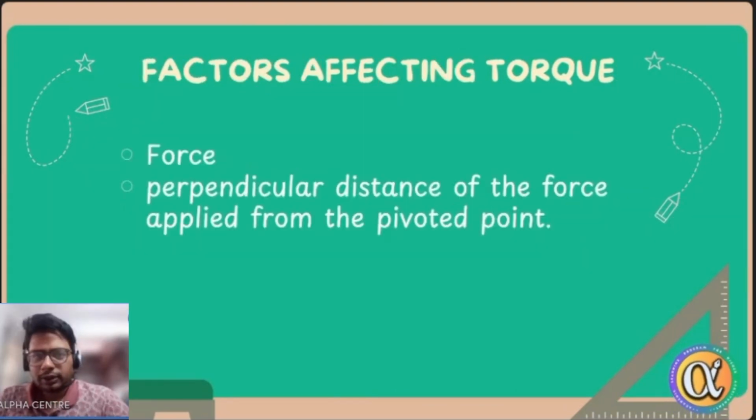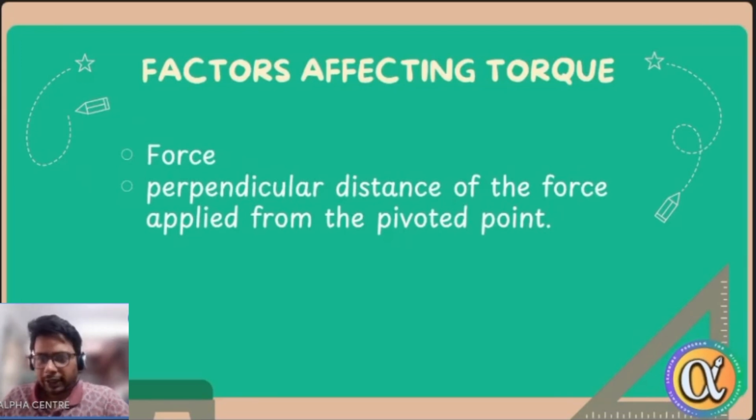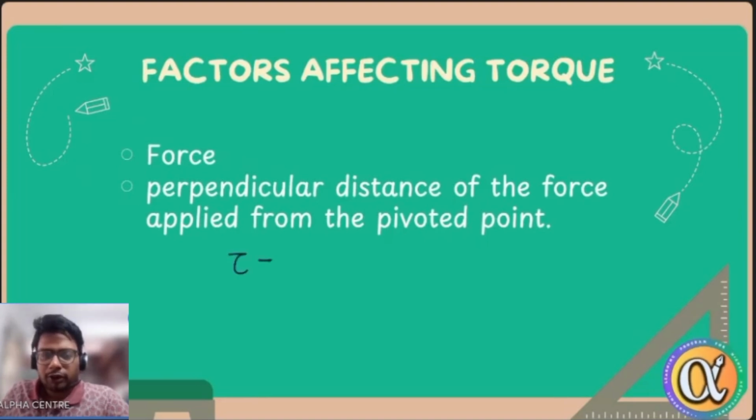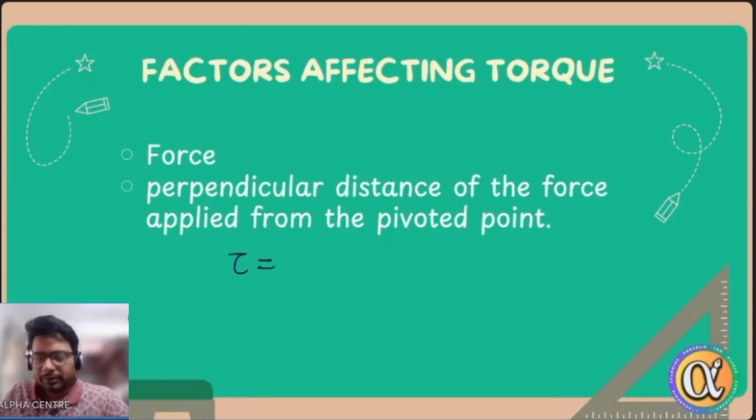Torque. So torque depends on two factors, as we said. It depends on the force applied on the body, and it also depends on the perpendicular distance of the force applied from the pivoted point. Therefore, the formula for torque, or turning effect, is force multiplied with the perpendicular distance.